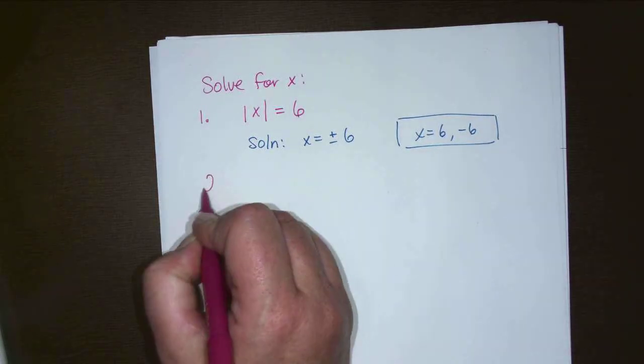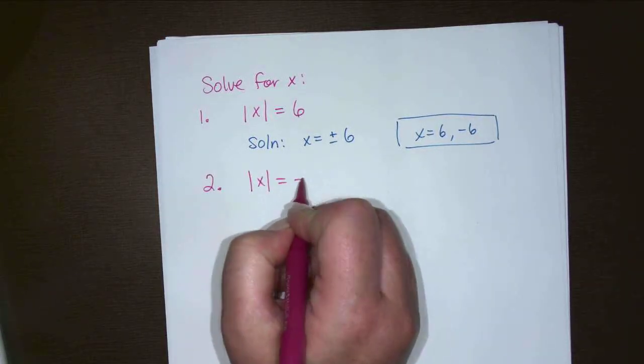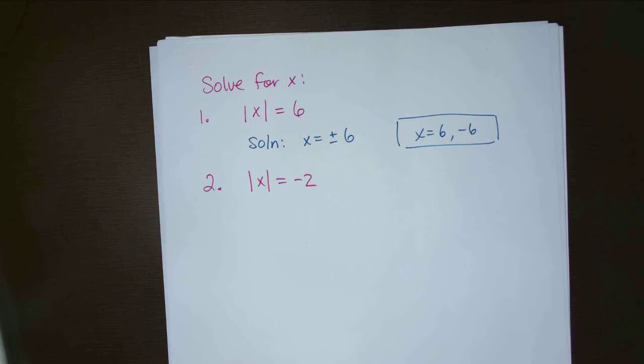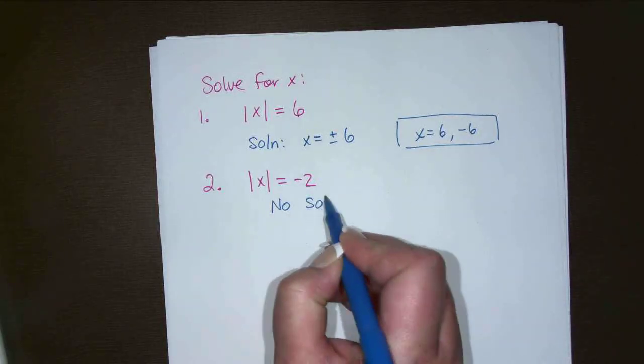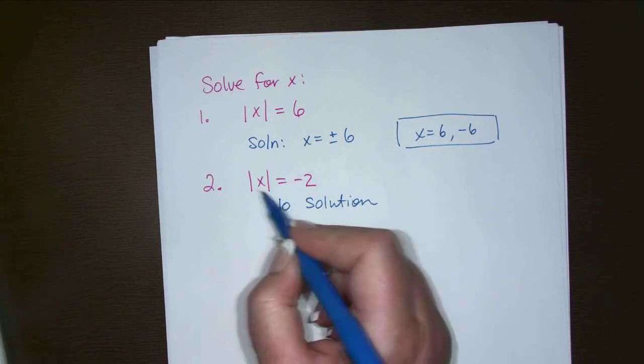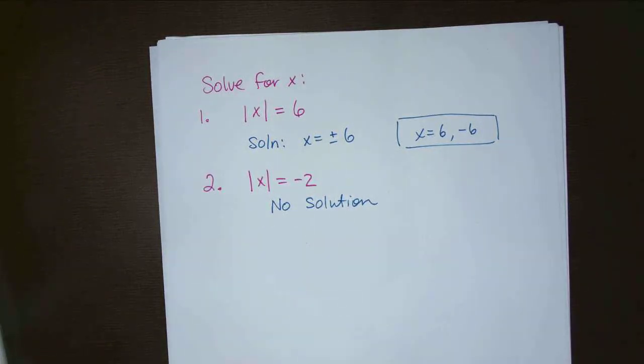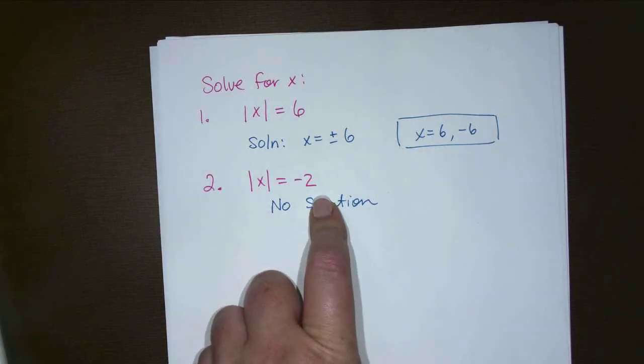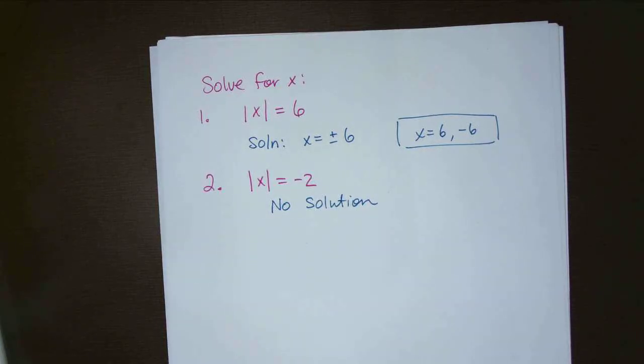What about this one? No solution. Why not? Because you can't have a negative value. Right, we can't put in a number and get a negative distance. The distance is measured like with a ruler. We can't get a negative. And if you put plus or minus 2, you'd be wrong. It's just no answer, no solution, nothing to do. You just say, oh, an absolute value can't be negative, so no solution. And that would be it.